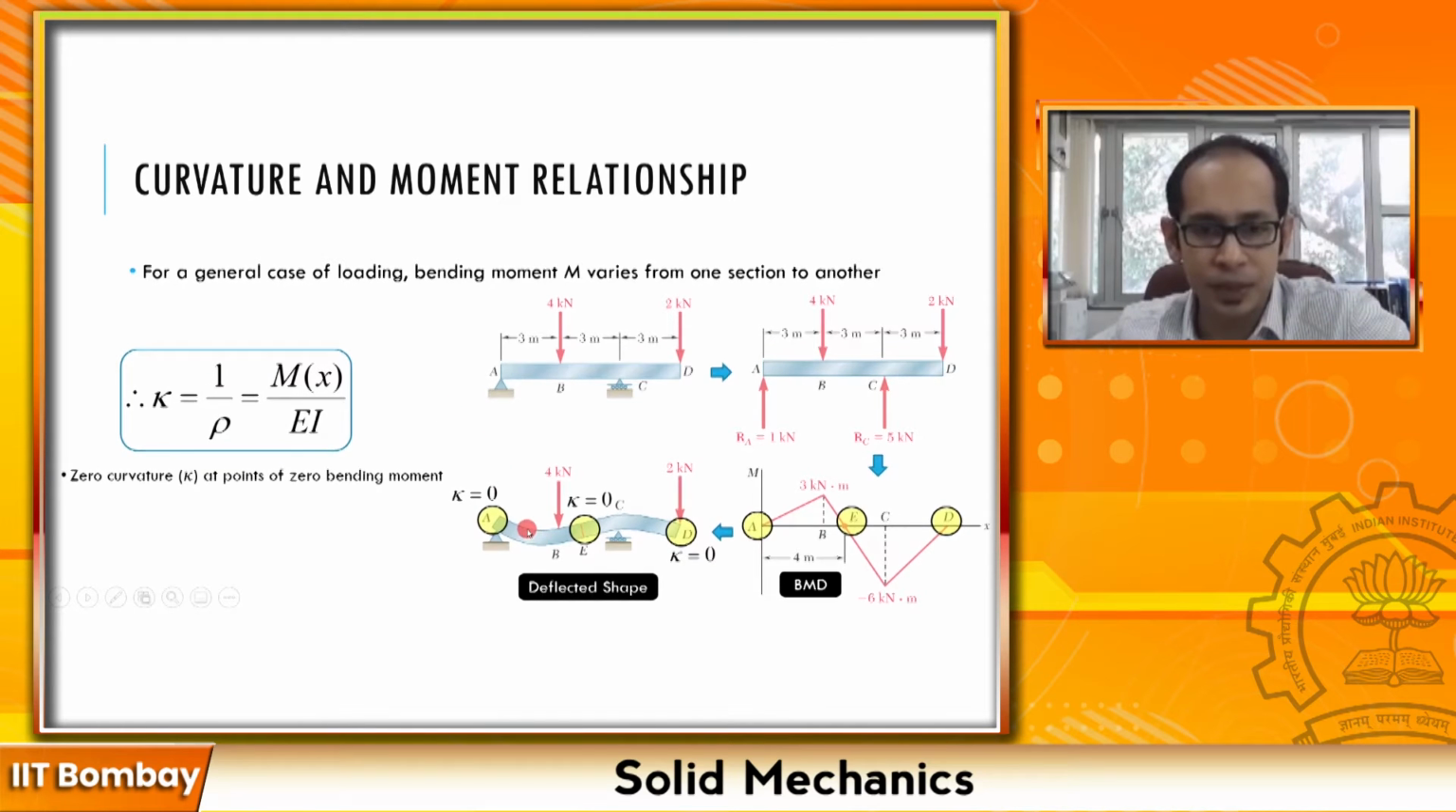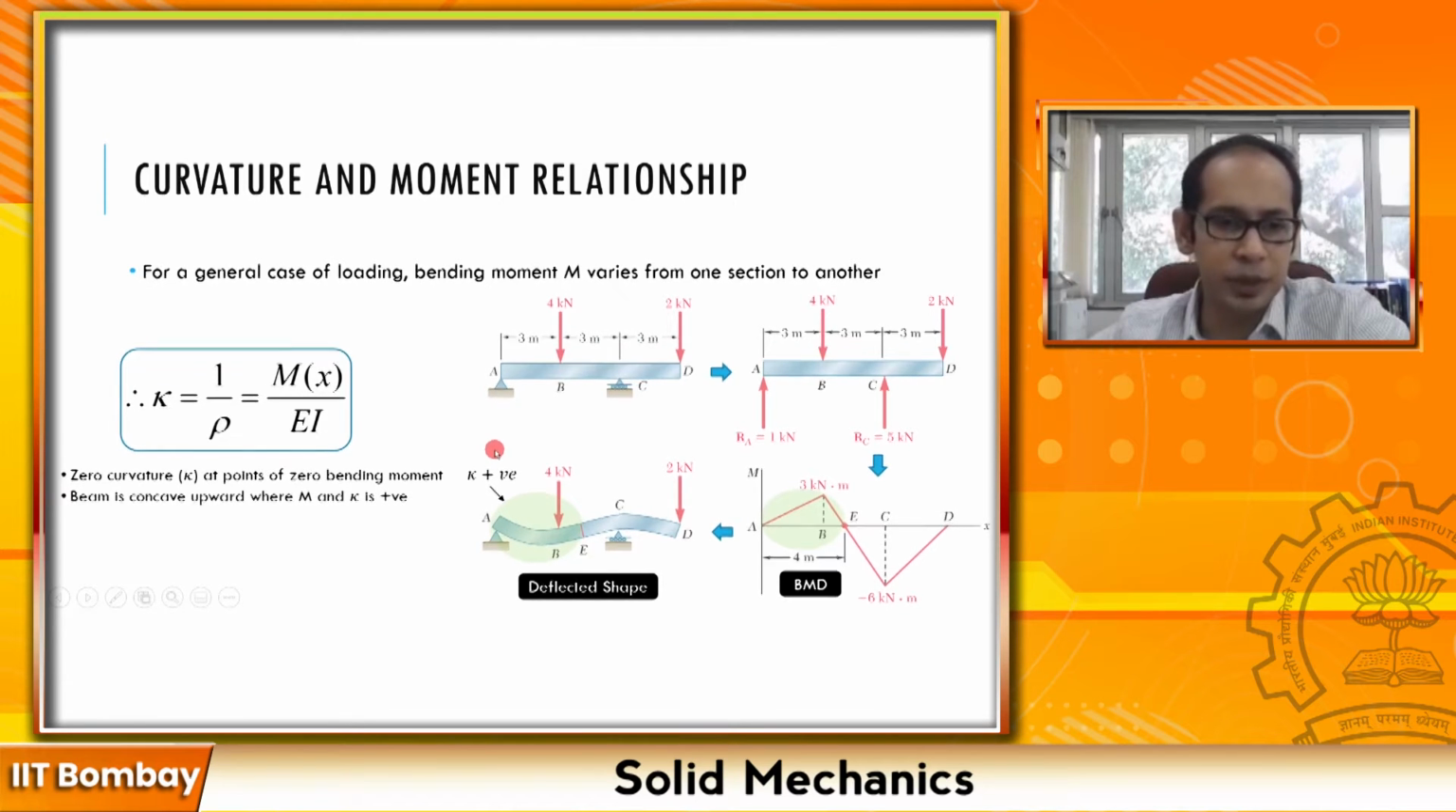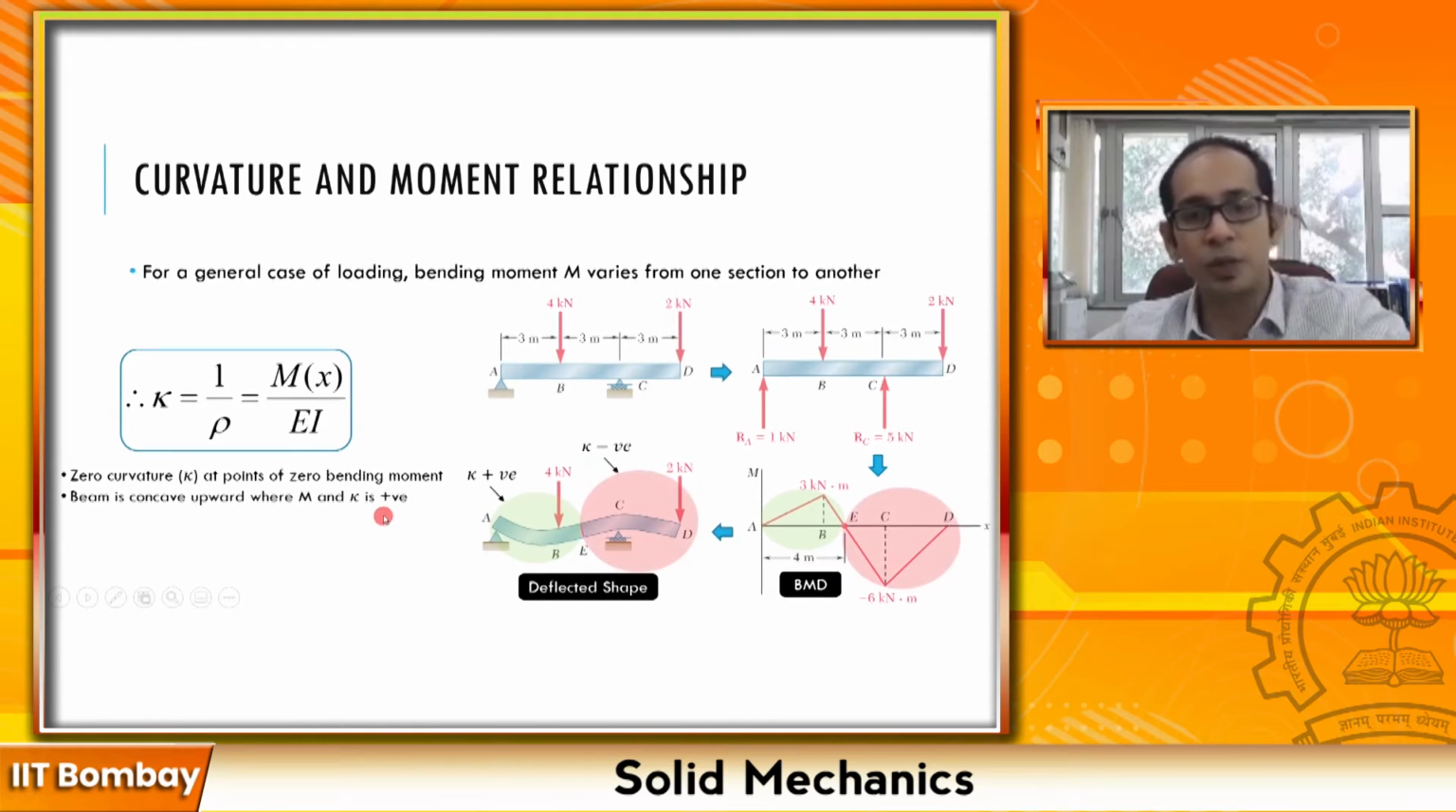Now you see this region over here from A to E, say at this particular point you have a positive bending moment. That means that your kappa must also be positive in this case. Why positive? Because in this region you have a sagging figure over here. So if sagging means positive, correspondingly you have a positive bending moment, so your kappa must also be positive, right? So the beam is concave upwards, where the moment and the kappa are positive. It's a concave upward shape. Now let's look at the other region.